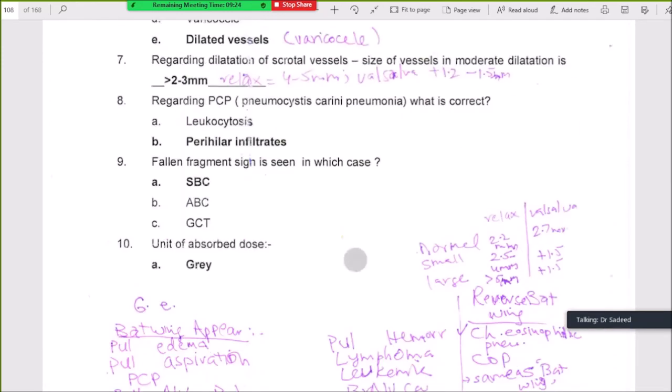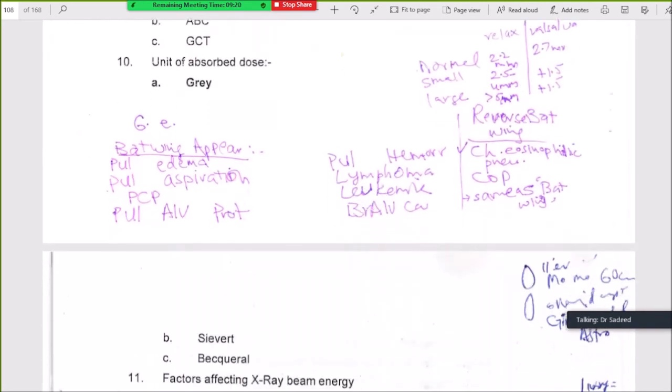Now, okay, question number 6. Remember this, battering appearance is seen in, and refers to battering appearance. Battering appearance is seen in pulmonary edema, pulmonary aspiration, pneumocystis jirovecii pneumonia, pulmonary alveolar proteinosis, pulmonary hemorrhage, lymphoma, leukemia, bronchogenic carcinoma, and bronchoalveolar carcinoma. Reverse battering appearance is seen in chronic eosinophilic pneumonia and cryptogenic organizing pneumonia, and otherwise has nearly the same causes as battering appearance. Just chronic eosinophilic pneumonia and cryptogenic organizing pneumonia show reverse battering appearance. For the rest, pulmonary hemorrhage, pulmonary edema, pulmonary aspiration, both reverse battering and battering appearance are seen.